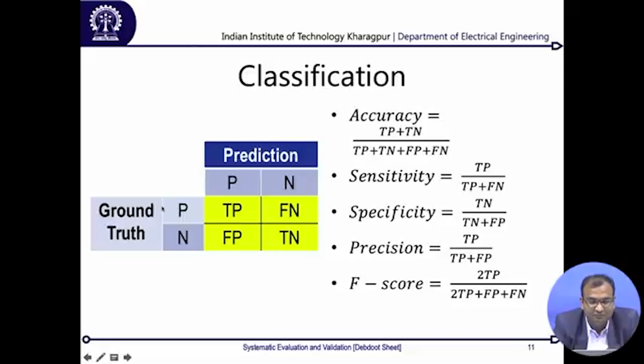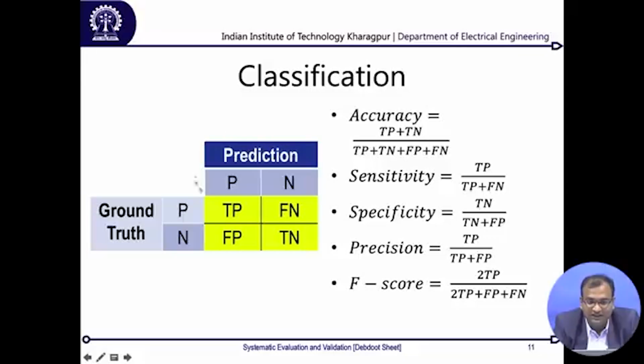Now for some of the samples which are actually positive, you would also be predicting them as positive, and they are called true positives. Some samples which are actually negative, you would also be predicting as negative, and that's called true negative. There would be some samples which are actually negative, but you are predicting them falsely as positives, and they are called false positives. And there are some samples which are actually positive, but you are falsely predicting them as negative, and they are called false negatives. So this kind of a matrix is called a confusion matrix for a 2-class problem.